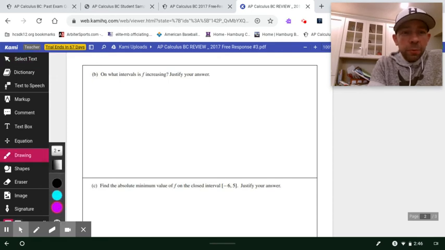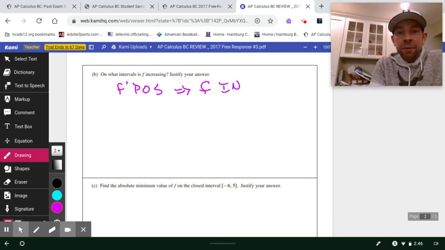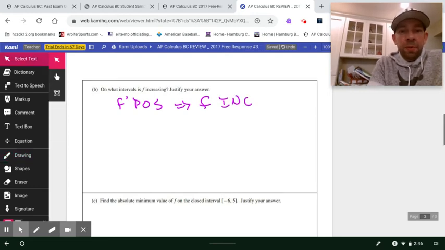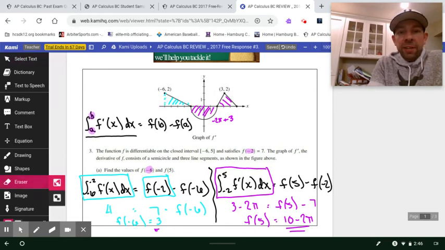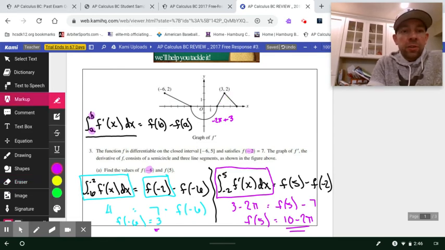Basically, we'd say anytime f prime is positive, that implies that f is increasing. It's that simple. Real simple. So let's say I erase here a little bit. We'll try to clean up these shaded regions. Okay. All right. So when is f prime positive? F prime's positive from -6 to -2, and then again from 2 all the way until 5.